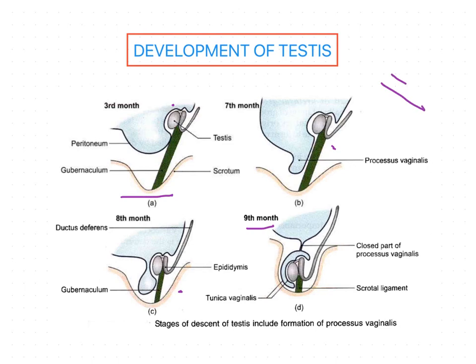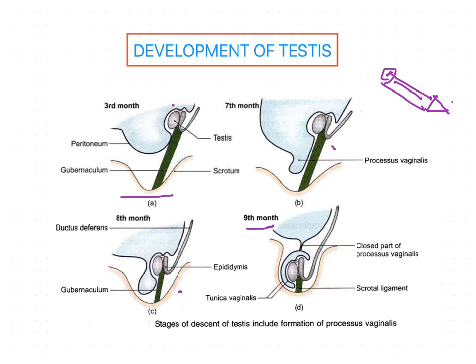So, we know that, isn't it? So, this is the deep inguinal and the superficial inguinal ring. So, it rests here up to the 4th to 6th month. Afterwards, it will travel through the inguinal canal in the 7th month, and by the 8th month, it reaches the superficial inguinal ring and it reaches the bottom of the scrotum by the 9th month. Okay.